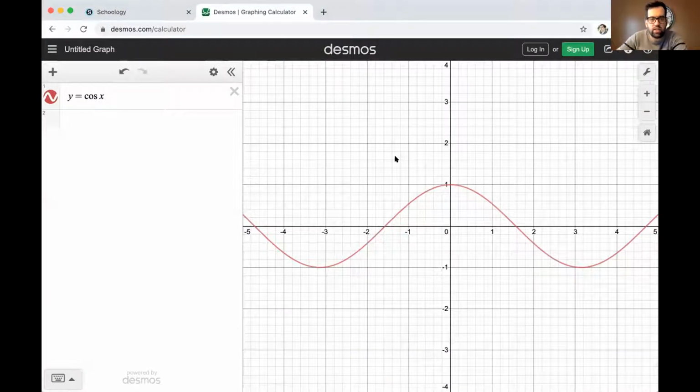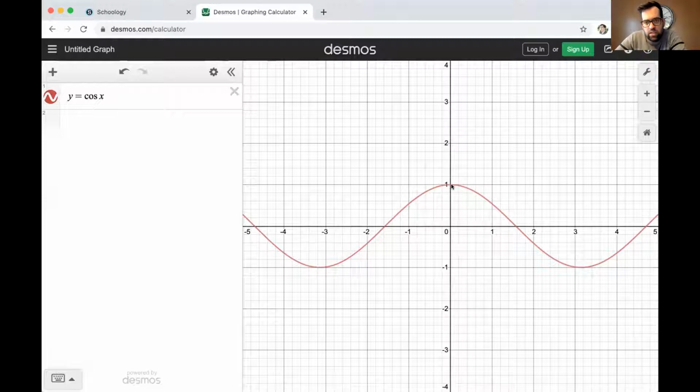All right, so let's take a look at this graph. This is a graph that we know well. It is y equals cosine of x. And I want to specifically look at this when x equals 0. And when x equals 0, we know we have a y value of 1. So our position is 1 or 0 comma 1.